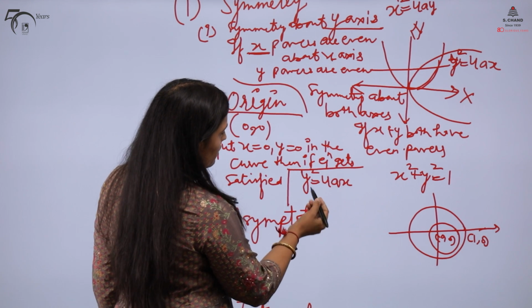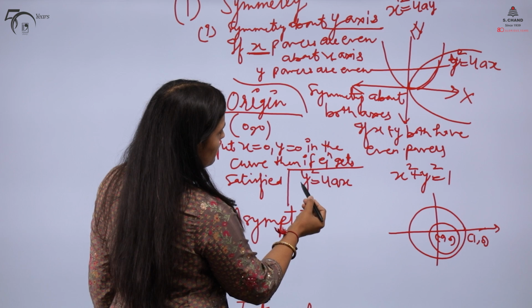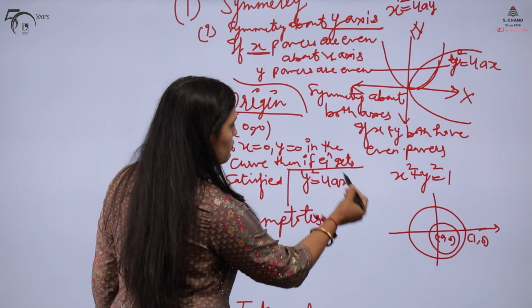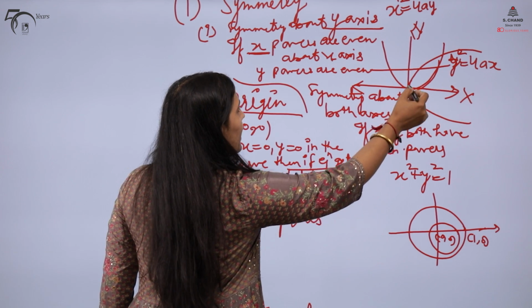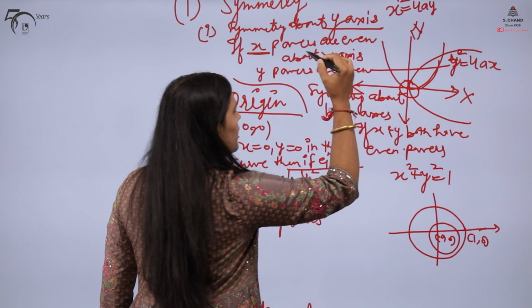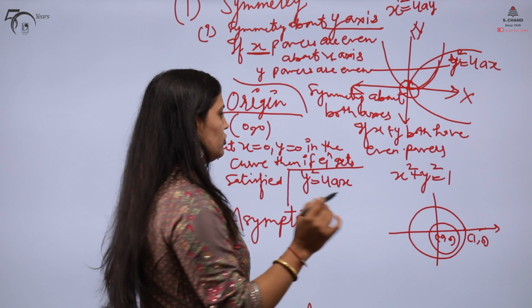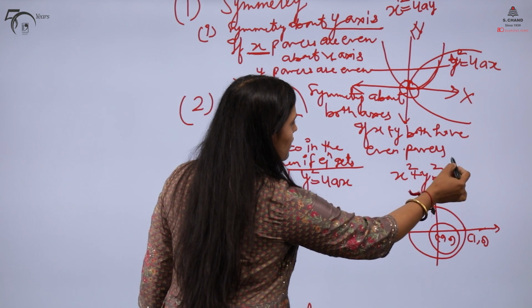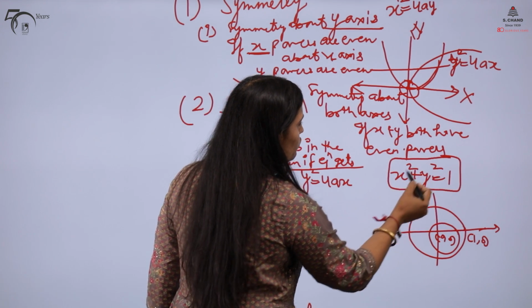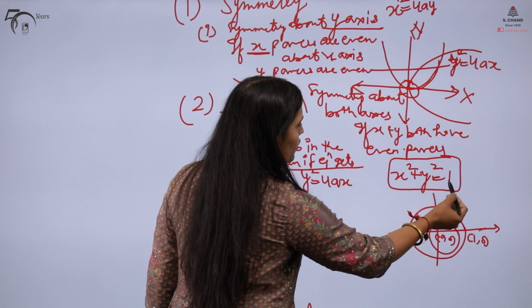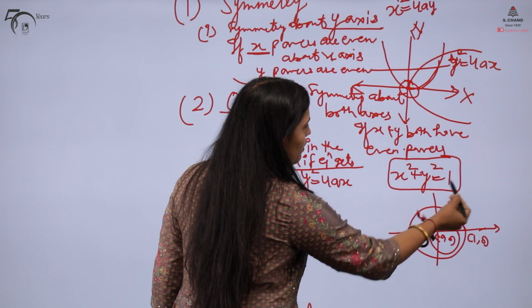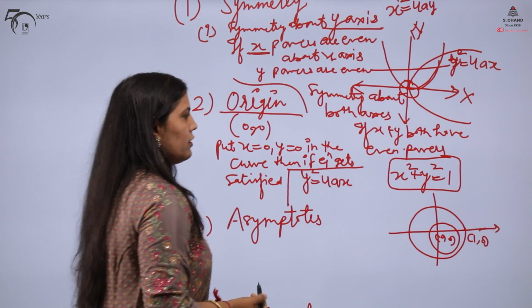This is a parabola. If you put x = 0, y = 0, you can see 0 equals 0. It means the origin is lying on this parabola, and from here also you can see that the curve is passing through the origin. But if you see this circle equation, if you put x equal to 0, y equal to 0, 0 is not equal to 1, it means the origin is not lying on this circle.